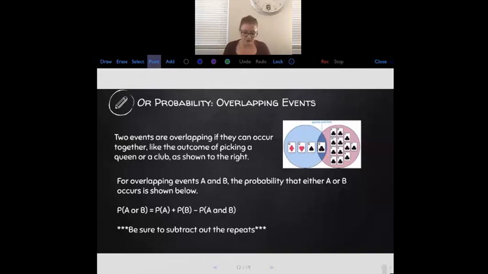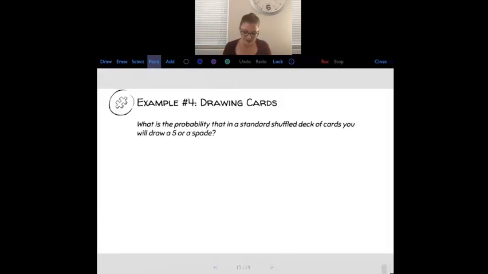Okay. So if it's overlapping, we have the probability of A or B is equal to the probability of A plus the probability of B minus the probability of A and B. Okay, so this is what we're doing, is subtracting out repeated items that have been accounted for. Okay, so what is the probability that in a standard shuffled deck of cards you will draw a 5 or a spade? So this is an example of an overlapping event because you can draw the 5 of spades, which would be both of those.